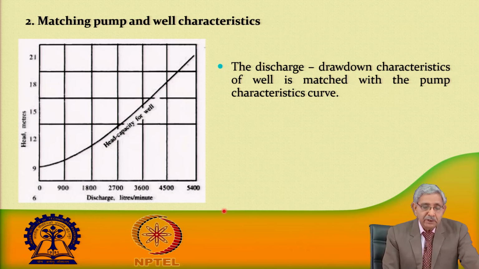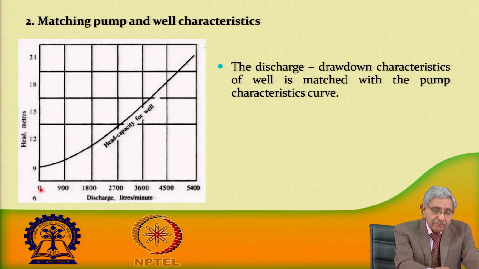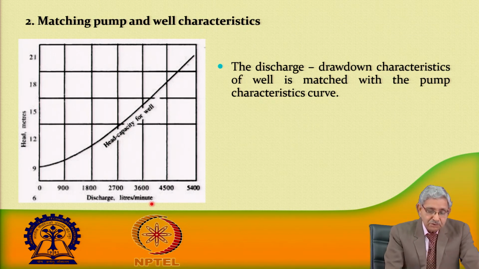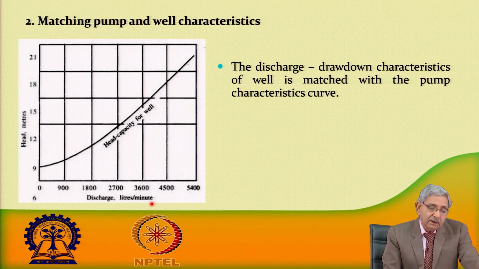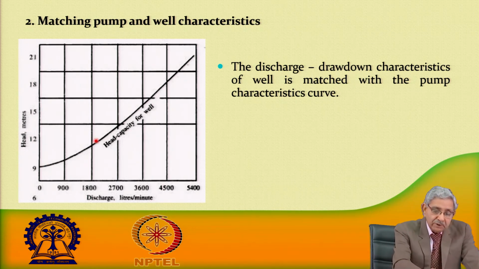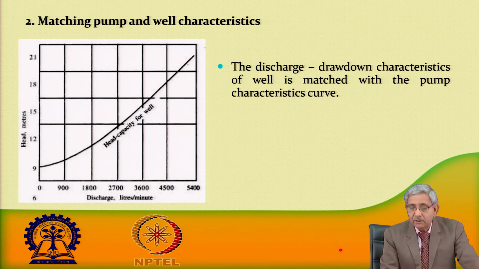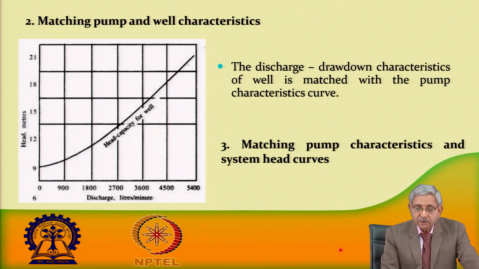Now, a very important part is matching of the pump with the well. First, we are required to construct the discharge head characteristics, or discharge drawdown characteristics, of the well. A typical behavior of the head capacity curve of a well is shown here, where the discharge is shown in liter per minute and the head in meters. So this is the behavior of a typical drawdown discharge characteristic curve of a well.